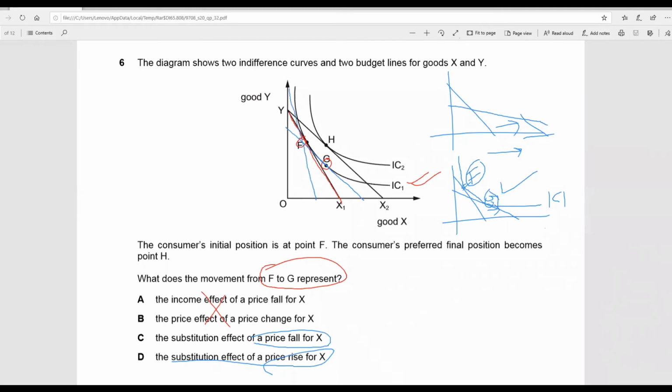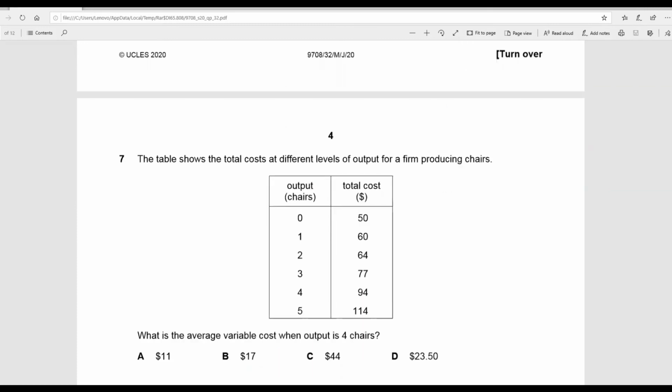And if it shifts like this, then there will be no equilibrium point G here. Point G is already at this point. Question number 7 says the table shows the total cost at different levels of output for a firm producing chairs.